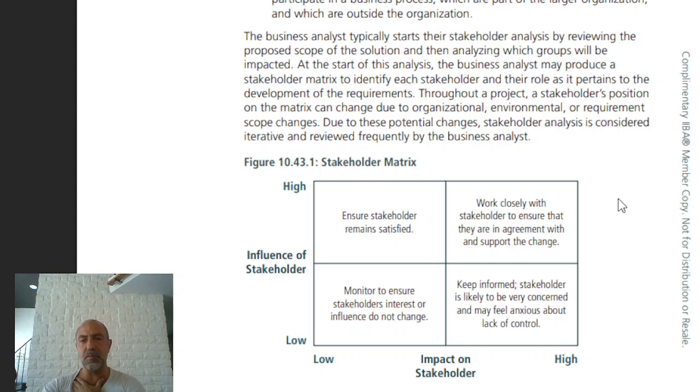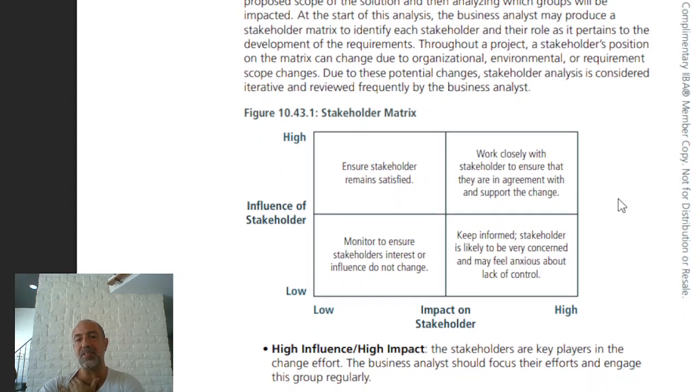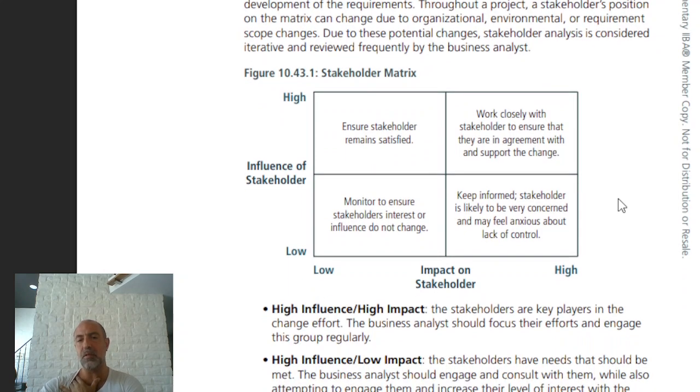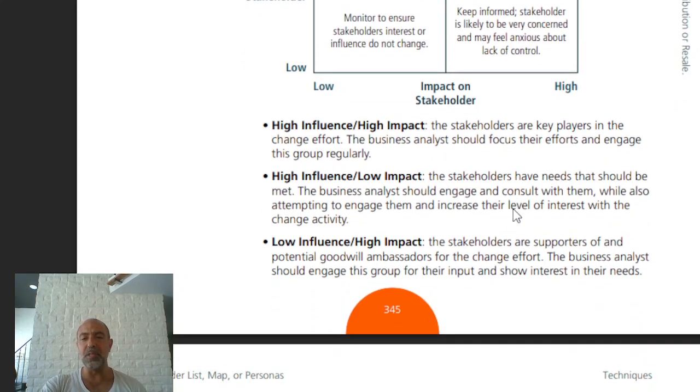At the start of this analysis, the business analyst may produce a stakeholder matrix to identify each stakeholder and their role as it pertains to the development of the requirements. Throughout a project, the stakeholder's position on the matrix can change due to organizational, environmental, or requirement scope changes, even as in maybe I need him first now and I don't need him as much later on. Due to these potential changes, stakeholder analysis is considered iterative and reviewed frequently by the business analyst. It's always iterative.